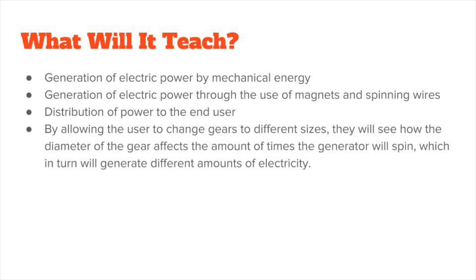What our device will teach is the generation of electric power by mechanical energy with the use of magnets and spinning wires. This will show the distribution of power to the end user. By allowing the user to change gears to different sizes, they will see how the diameter of the gear affects the amount of times the generator will spin, which in turn will generate different amounts of electricity.